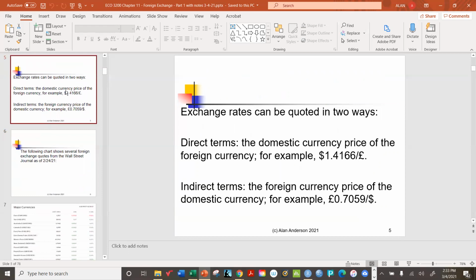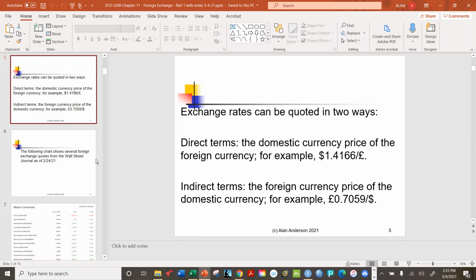We saw there's different ways of quoting them, the direct and the indirect way. For example, $1.4166 per pound is a direct quote because that is the dollar price of the pound in the United States, at least. And in the United States, the indirect term would be so many pounds per dollar. In this case, 0.7059 pounds per dollar.